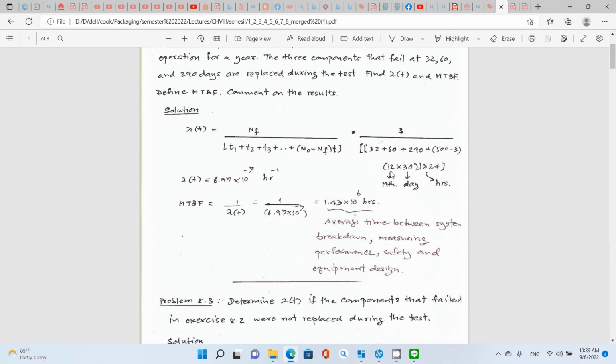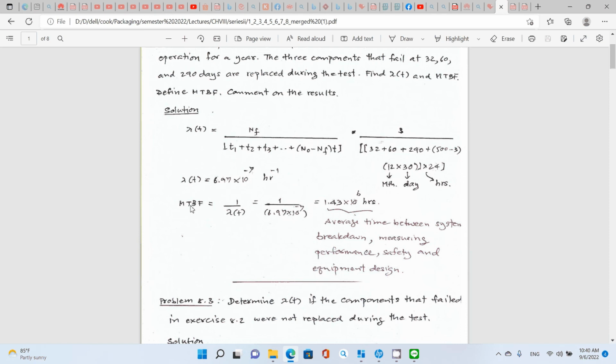So that's what, 1 year, 12 months, and 1 month is 30 days. And you also need to convert to hours. So that's why we multiply by 24 hours, because 1 day is 24 hours. And you get lambda t, the failure rate, equal to 6.97 times 10 to the negative 7 per hour.